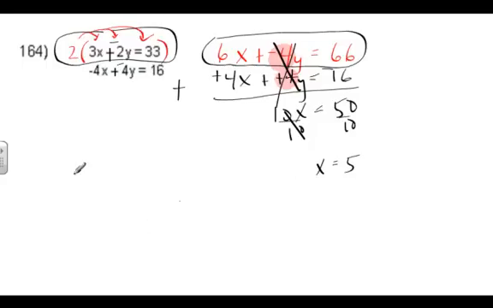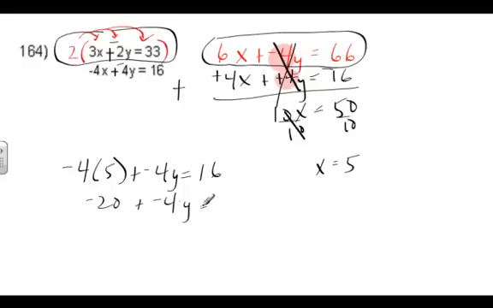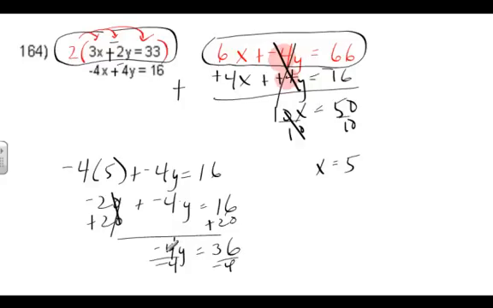So I'm going to put the 5 right here for this x. I have negative 4y equals 16. So that's negative 20 plus negative 4y equals 16. So that's just a two-step equation. So add your 20 on both sides, and you get negative 4y equals 36. So divide by negative 4. And y equals what? Negative 9. So my point of intersection is 5, negative 9.